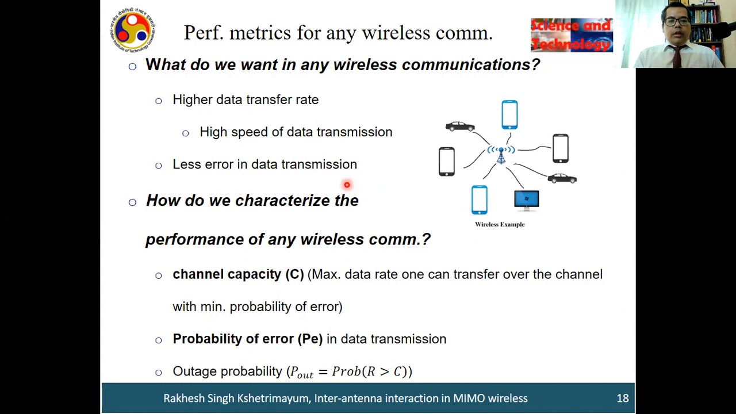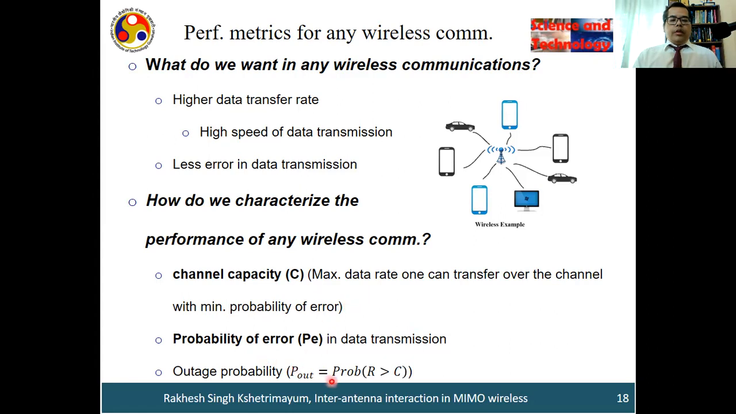So how do we characterize the performance of any wireless communication system? Along the line where users want a higher data transfer rate and less error in data transmission, there are three parameters people usually look at in any wireless communication system. The first parameter is called channel capacity, which is the maximum data rate you can transfer over the channel with minimum probability of error. So as long as you are transmitting up to the channel capacity, the receiver will be able to decode the message properly.